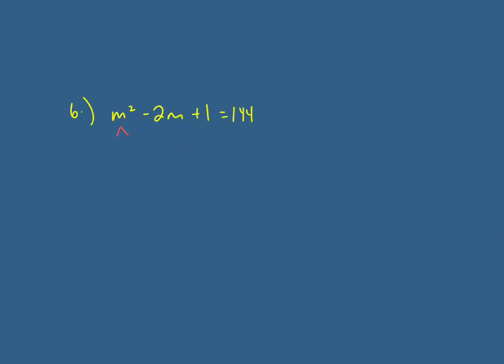6. Once again, it's a perfect square trinomial. The left side has 3 terms: 1, 2, 3. It begins with a perfect square. M squared is perfect. 1 is perfect, and it works out because it factors into m minus 1, m minus 1. Since those match, I get to write it as m minus 1 squared equals 144.